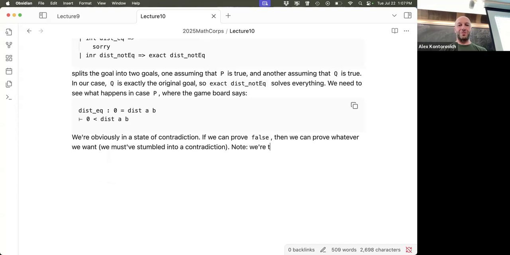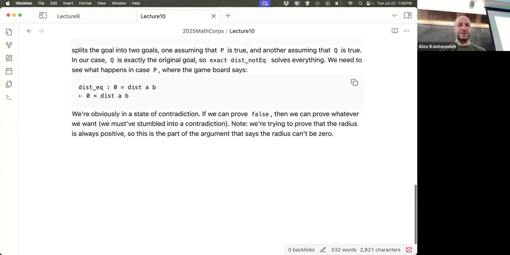Let's recall that we're trying to prove that the radius is always positive. So this is the part of the argument that says if the radius is 0, then we get a contradiction. This is the part of the argument that says the radius can't be 0. Does that make sense? Exactly as Khalil said. Once you know that what you're trying to prove is not true, you just replace it by false.